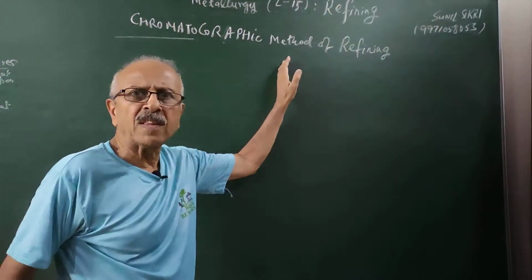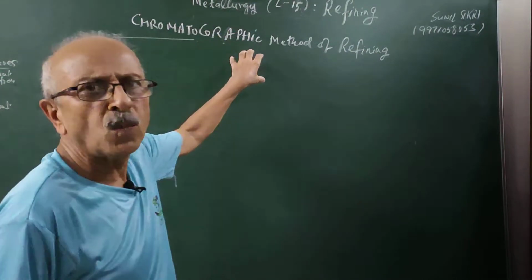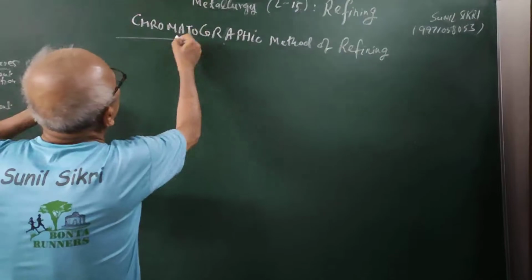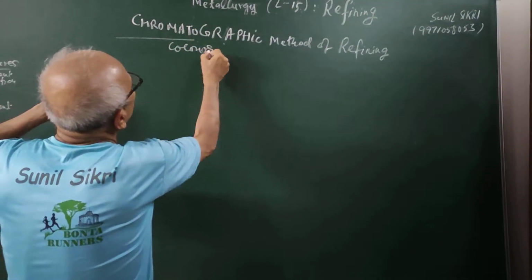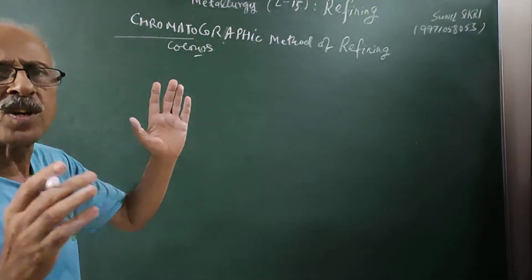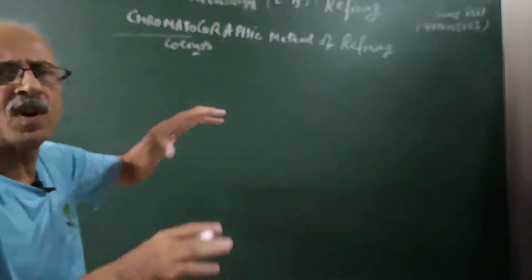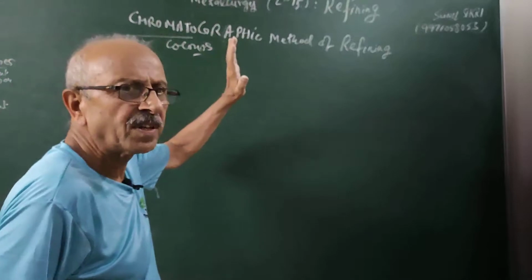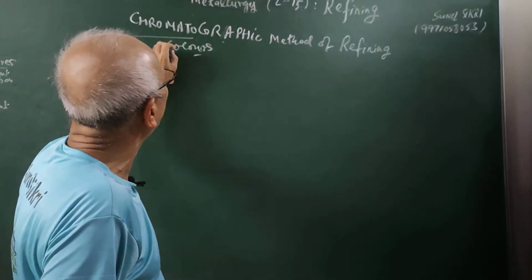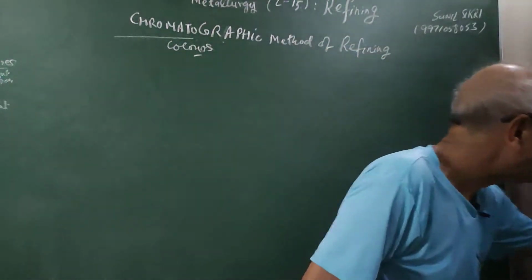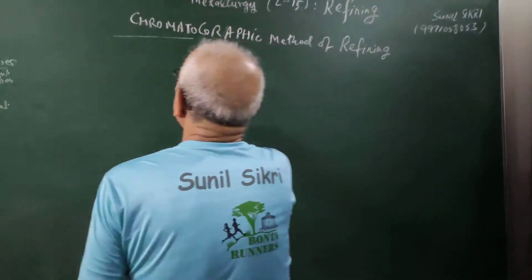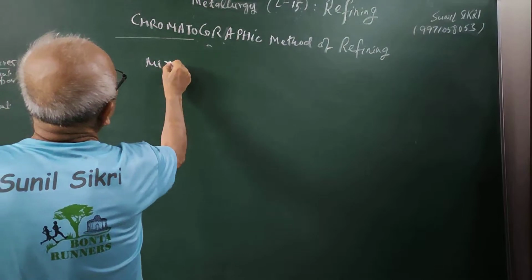Students, my next method of refining is the chromatographic method. You have heard about this already. Chrome means colors. Earlier it was used for separation of different compounds because these compounds had different colors. That is why the name is chromatography. But today chromatography means that you are able to separate mixtures of compounds.